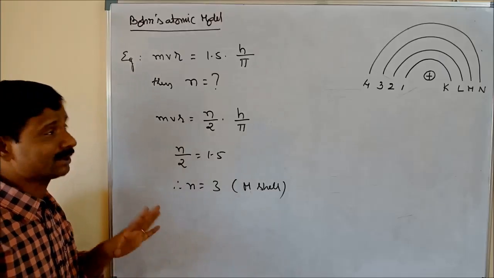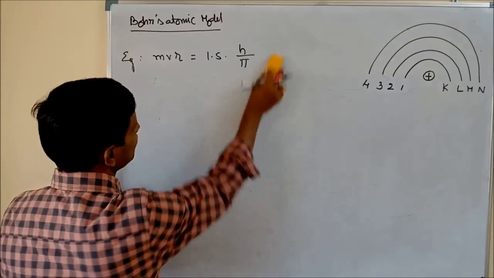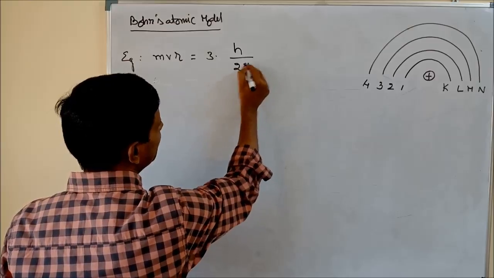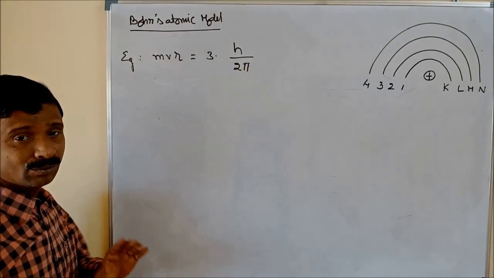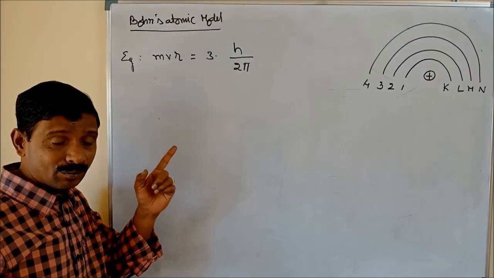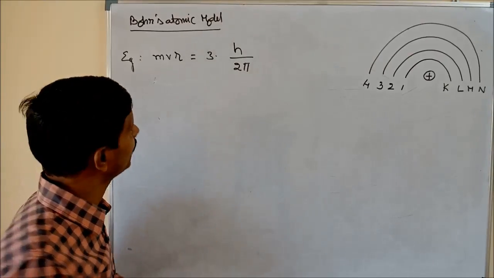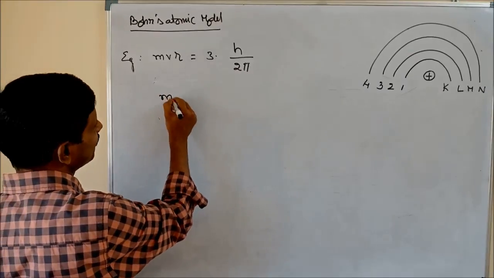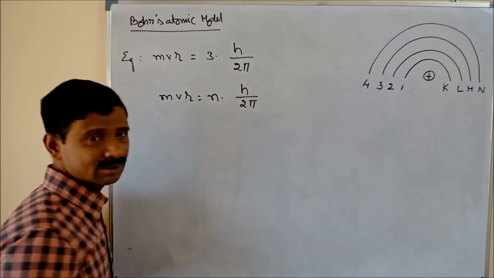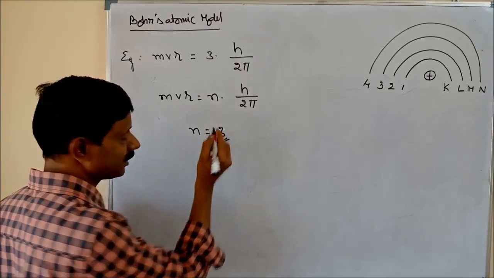Now observe the same question. Angular momentum of the electron in an orbit is, for example, 3 into h by 2 pi. You have to observe the difference between the previous question and this question. In the previous question, it was 1.5 into h by pi, but here it is 3 into h by 2 pi. So now they mention it in this form, that is mvr equal to n into h by 2 pi. If you compare the two expressions, as per this, n equal to 3.